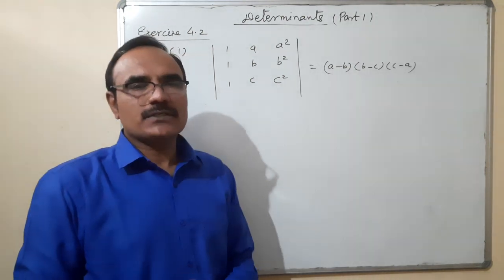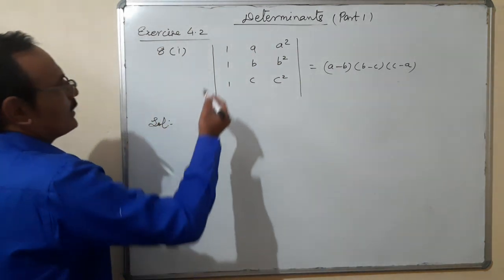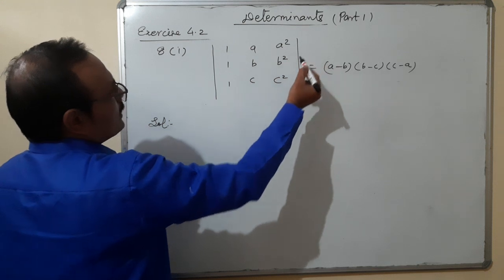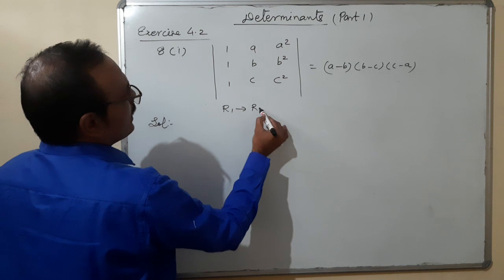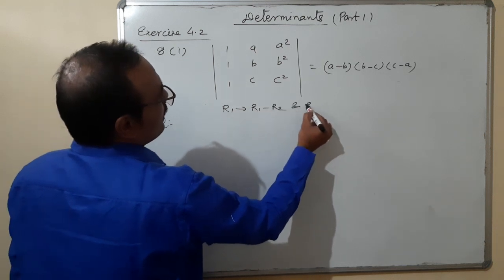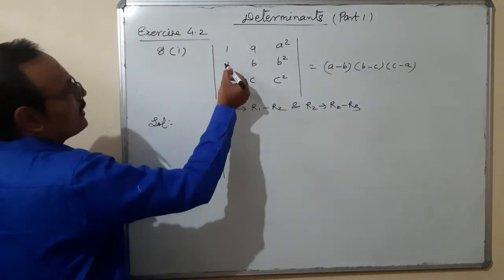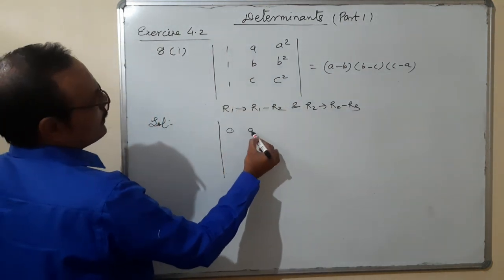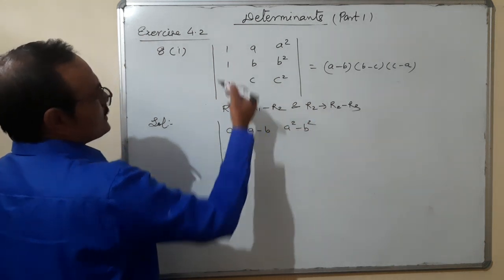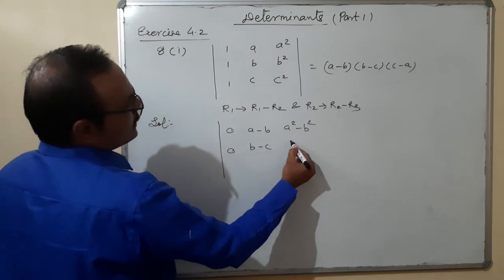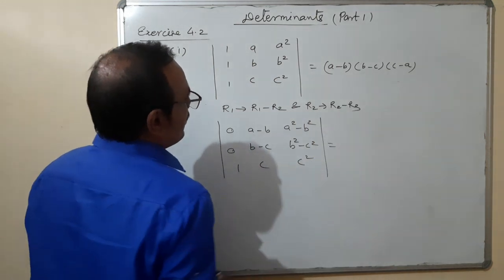When we are solving the question, first of all we try to make the maximum number of elements 0, so that expansion is easy. So how do we make maximum elements 0? Suppose these are R1, R2, R3, the three rows. I write R1 replaced by R1 minus R2, and R2 replaced by R2 minus R3. Then R1 minus R2 gives 0, A minus B, A square minus B square. R2 minus R3 gives 0, B minus C, B square minus C square. The third row is 1, C, C square.